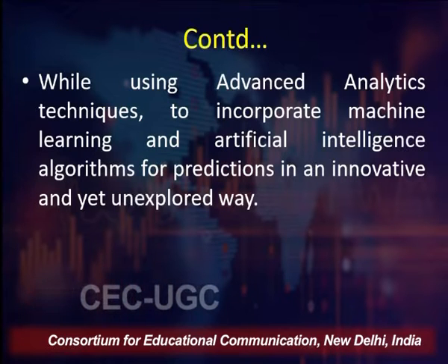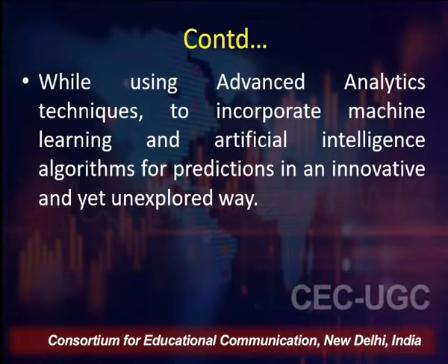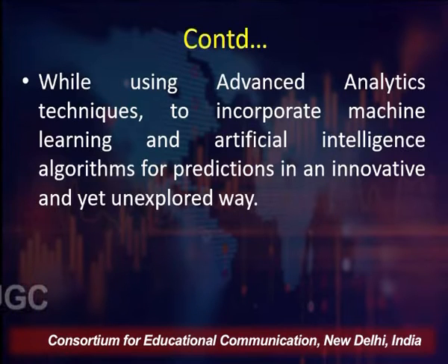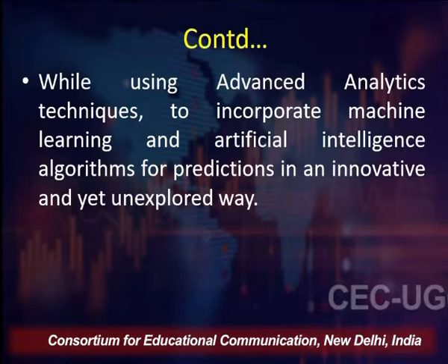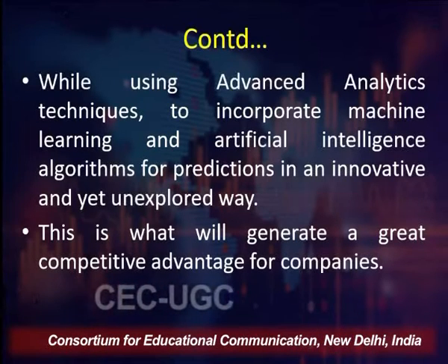So while using advanced analytics techniques to incorporate machine learning and artificial intelligence, which is known as AI and ML, these algorithms are basically used for predictions in an innovative and yet unexplored way. So these algorithms are going to be used. I would tell you in the next lecture of mine the way Altman Z-score has found an algorithm. Likewise, we can also find some other algorithm and make predictions for innovative decisions which my business is going to take. So this is what will generate a great competitive advantage for companies, and for that the business analytics is there. So in brief, I told you about the background of business analytics in general and also the financial analytics.